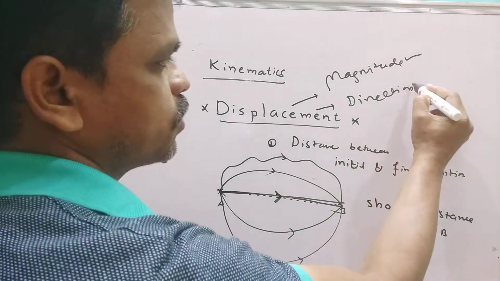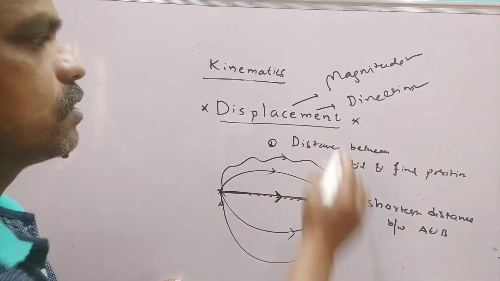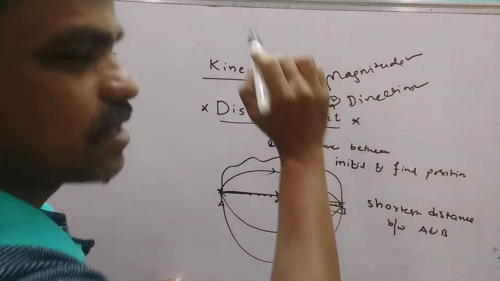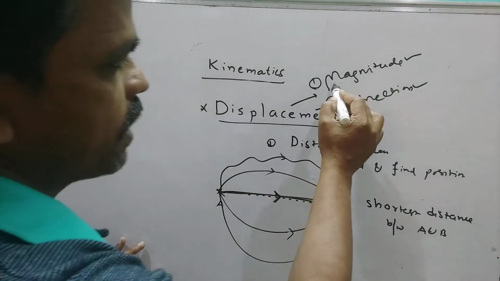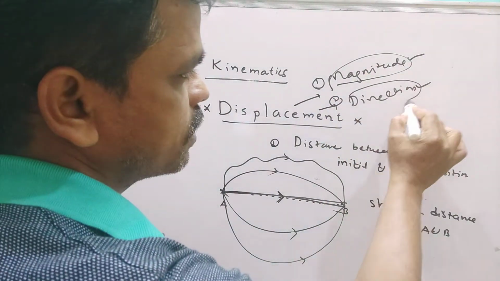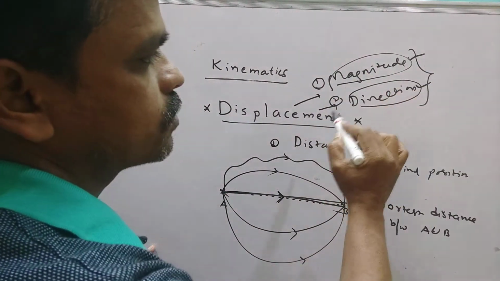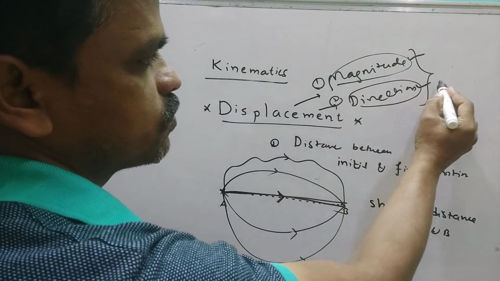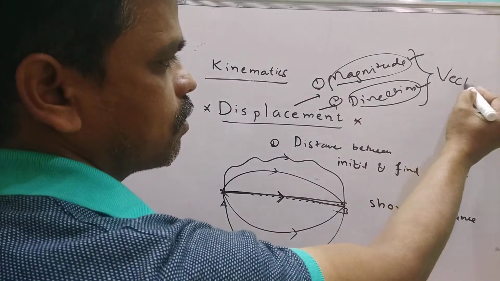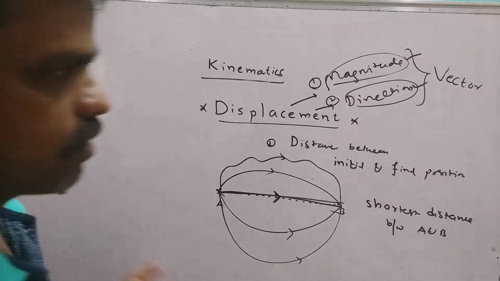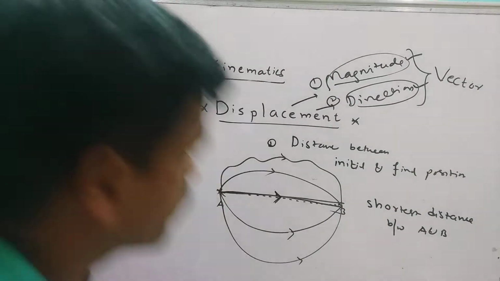So it has magnitude, it has direction. These are the two important properties of displacement. So it has both magnitude as well as direction. That's why it is called a vector.